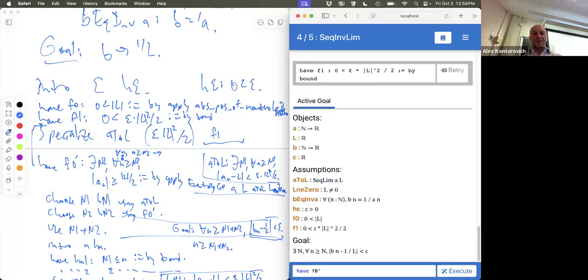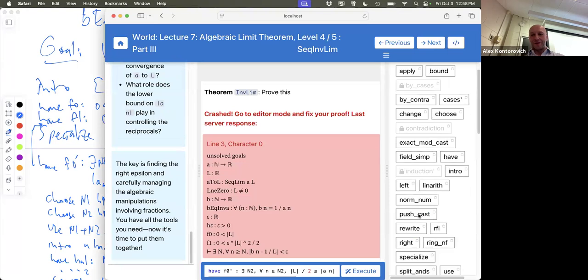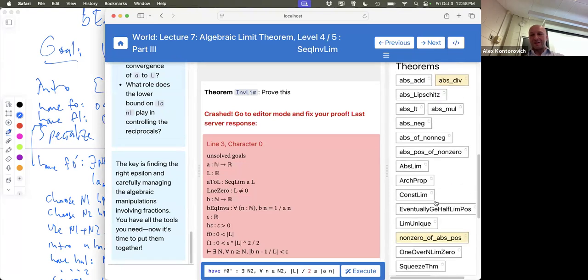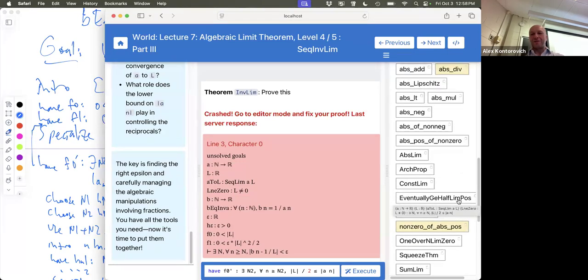We have to have that first, which is that there exists, I guess I called it an N2, so that for all n greater than or equal to N2, the right way to say it is absolute value of L over 2 is less than or equal to AN, and that's by apply. And what is this theorem actually called? Does anybody remember? Here it is. Eventually greater than or equal to half lim.